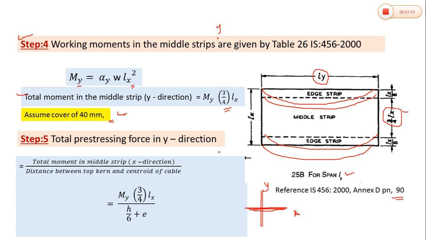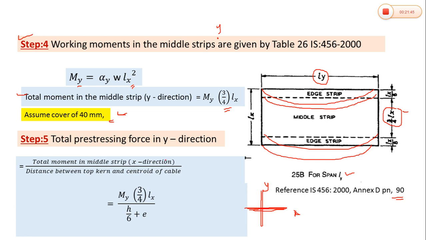Then the question may arise: why are we not considering less than 30? So 30 mm is the limit, we cannot go beyond that. Minimum 30 mm cover is required for prestressing, so we cannot go less than that. That's why initially we provided 30 mm and then we provided the 40 mm cover.